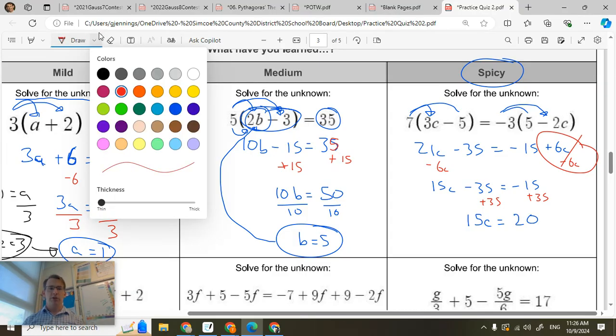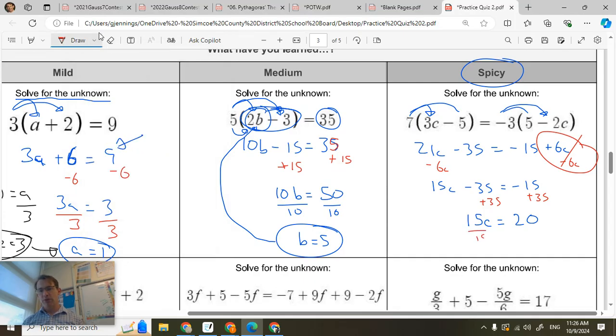And then we get out our inverse operation pen one last time, divide both sides by 15. 20 divided by 15 happens to be 4/3. Because 20 is 4 times 5, and 15 is 3 times 5. So the 5's cancel. So this is 4/3 equals c, which also equals that. That's how I would write the answer there.